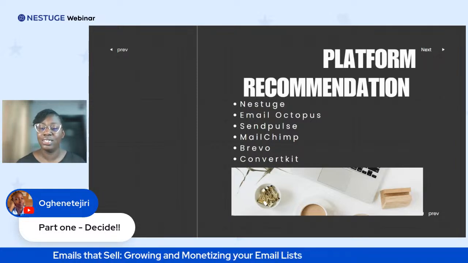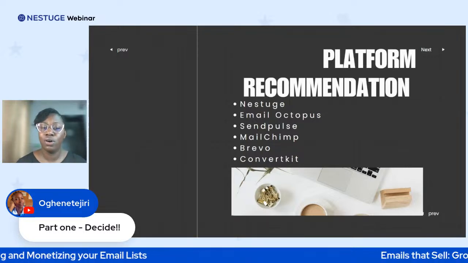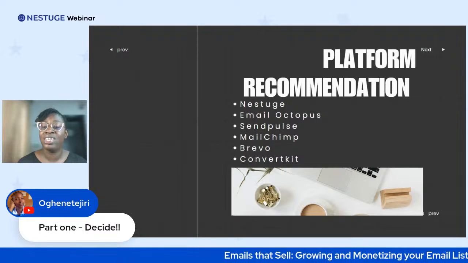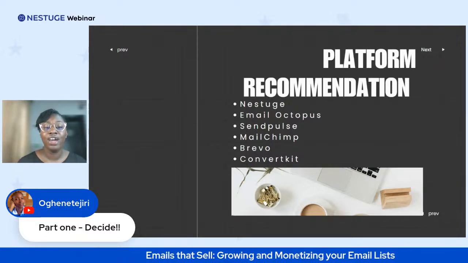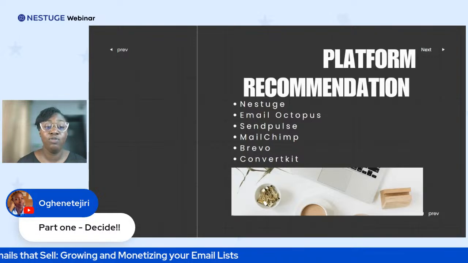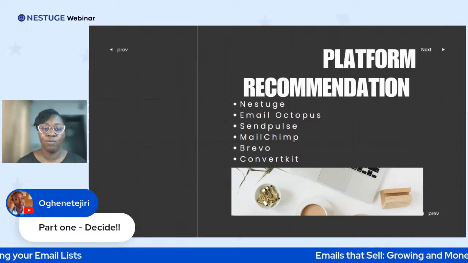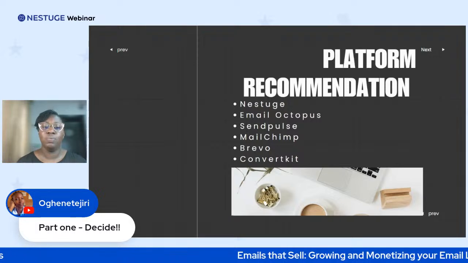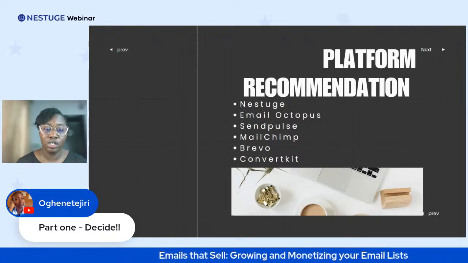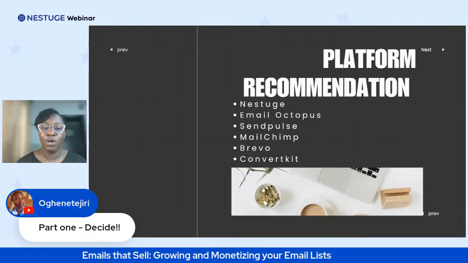So Nestuge is there. We have what we call Email Octopus, SendPulse, MailChimp, Brevo, ConvertKit. The truth about the matter is that there are so many platforms, but I always tell people, keep it simple. If this platform can achieve everything you need to do, then go ahead and use that platform and leave it there. So the platform is doing all the things you need it to do. Keep it simple. Remain on the platform.